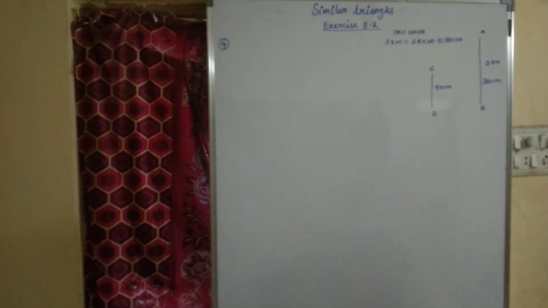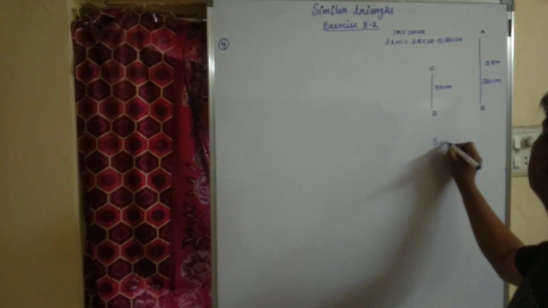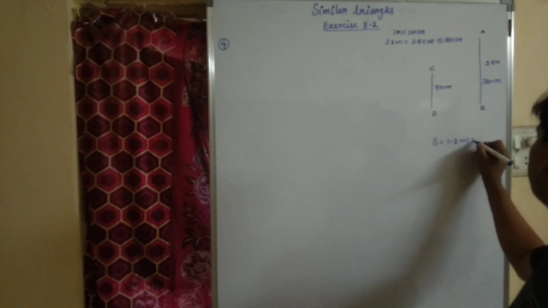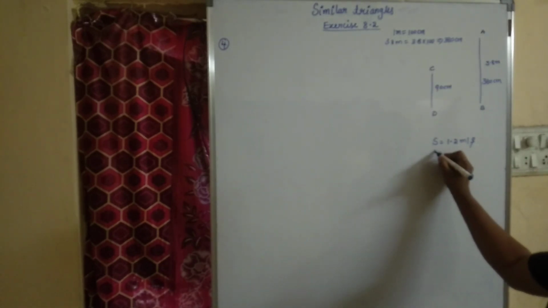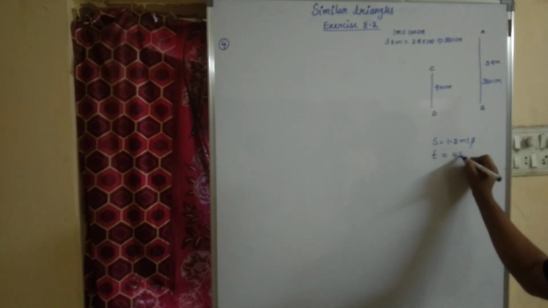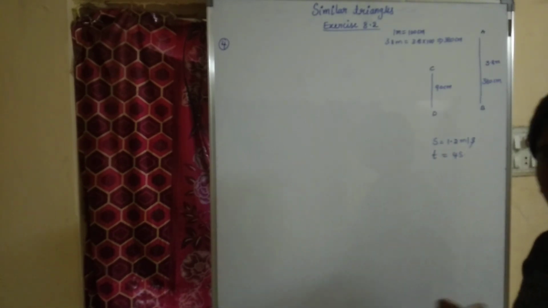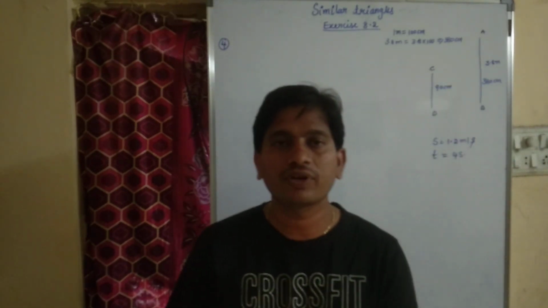And what is the speed of the girl? Given speed is equal to 1.2 meters per second. They are asking to find the length of her shadow after 4 seconds. Now, they are asking what is the length of her shadow after 4 seconds. This is our question.